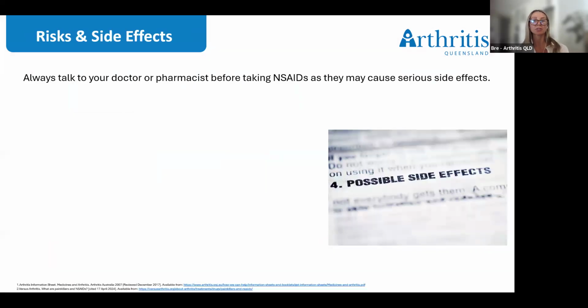So always talk to your doctor or pharmacist before taking NSAIDs, as they may cause some serious side effects. If you have problems with your blood pressure, kidneys or heart, then the risk of a heart attack, stroke or kidney failure may be increased. Even though some NSAIDs are available without prescription, your doctor can advise which NSAID and dosage is best for you. If you're taking anticoagulant drugs to thin your blood, such as low-dose aspirin or warfarin, you're best to avoid taking other NSAIDs or compound painkillers.